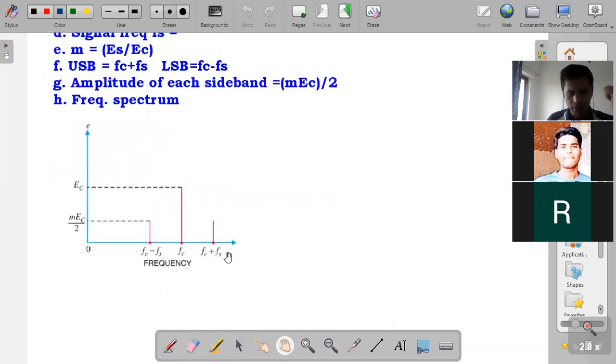See, your x-axis denotes the frequency, and there are three frequency components. Left one is lower sideband, middle one is your carrier frequency, and your upper sideband along the positive x-axis, that is your USB, upper sideband frequency denoted by Fc plus Fs, lower sideband frequency denoted by Fc minus Fs, and amplitude of carrier frequency, dear student. Yes, what is the amplitude of carrier frequency?